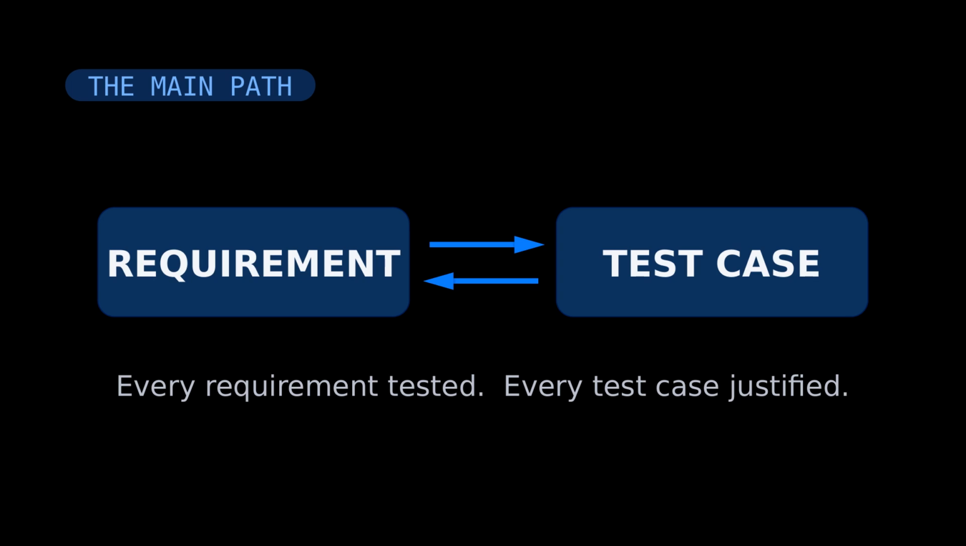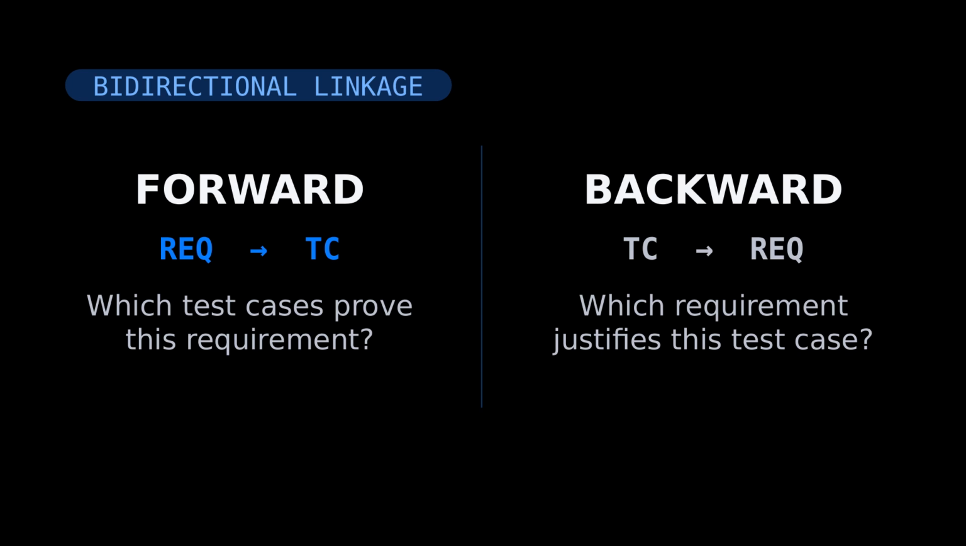The main traceability path runs from the requirement to the test case, and the rule is simple: every requirement has at least one test case linked to it, and every test case also has at least one requirement linked to it. This linkage is bi-directional. Forward traceability answers which test cases prove this requirement, and backward traceability answers which requirement justifies this test case. The link is created during test specification, the moment the requirement is converted to a test case.